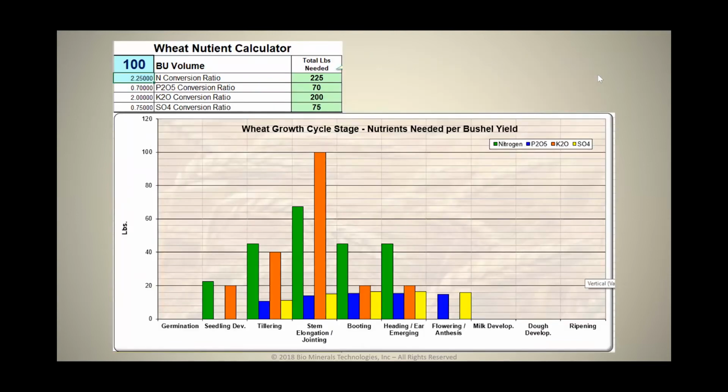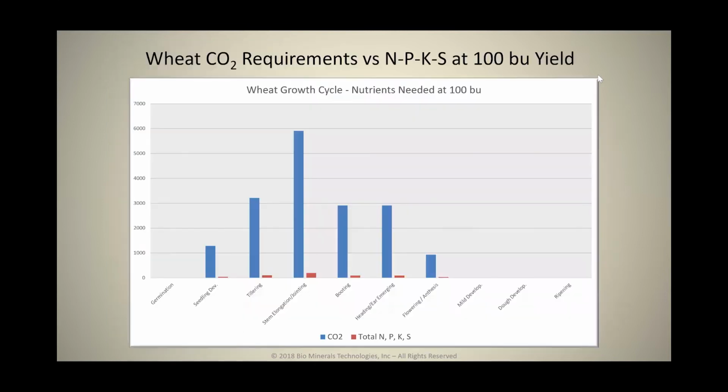In wheat at 100 bushel per acre, this is the nutrient demand of a wheat plant. In relation to the carbon dioxide, carbon, oxygen, hydrogen demand, the carbon dioxide is in blue, all of the N, P, K, and S is in red. So it's a staggering amount of nutrition and structure that should not be avoided or excluded from our management processes.